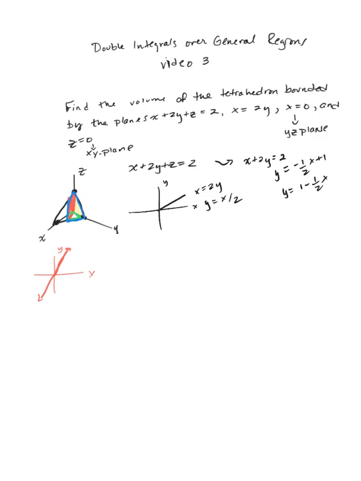So as I was saying, getting this region D is the most difficult part here. Okay, so x plus 2y equals 2 is the same thing as this. So that's what you're integrating over. That's this piece here.